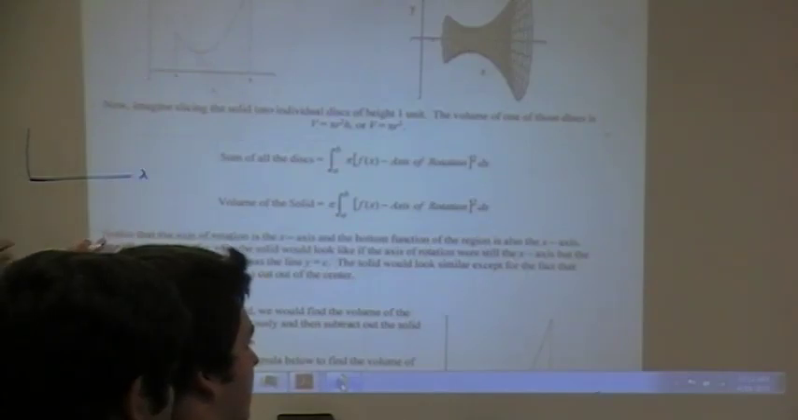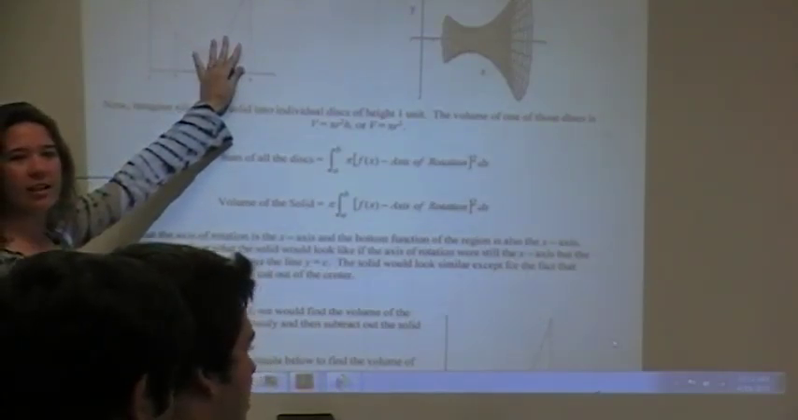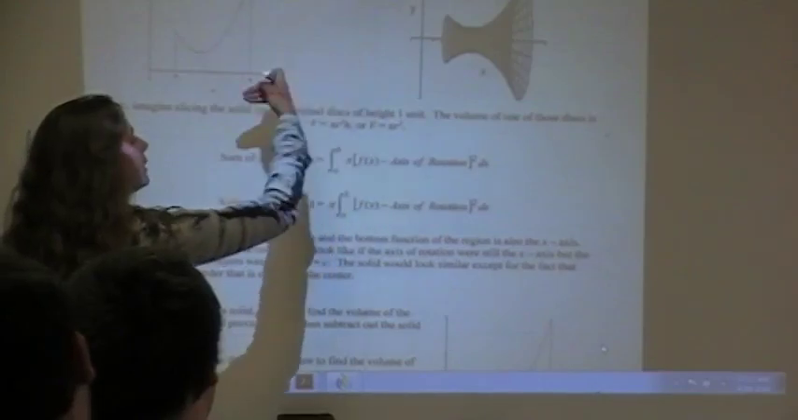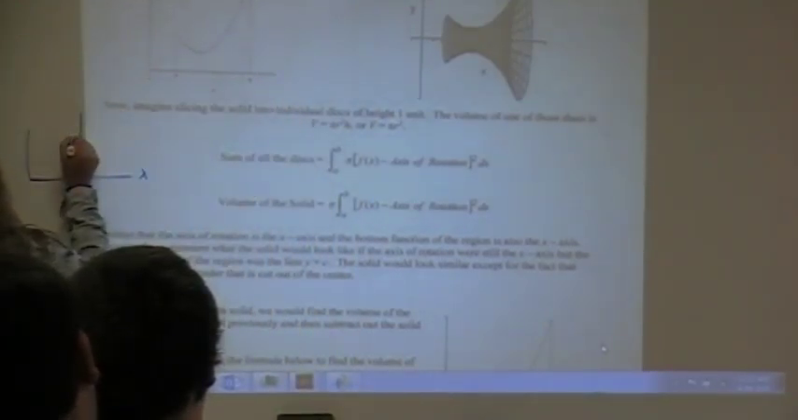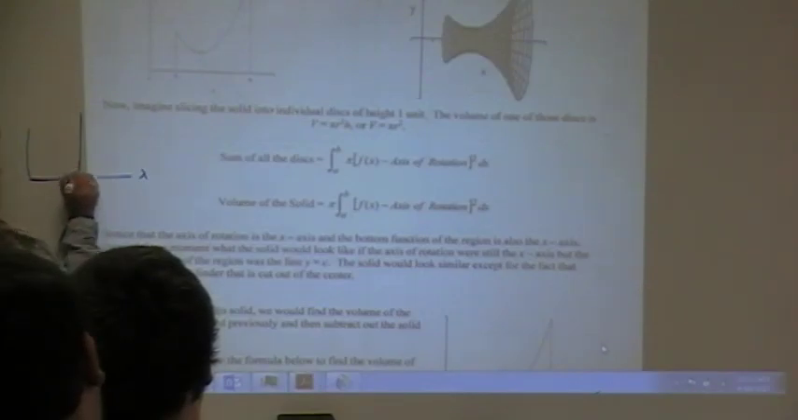This is the real world. Here's your front side of it, but pretend you're looking at it from here, straight on. That right there is what you see. So it's touching the x-axis and it's rotating around it.